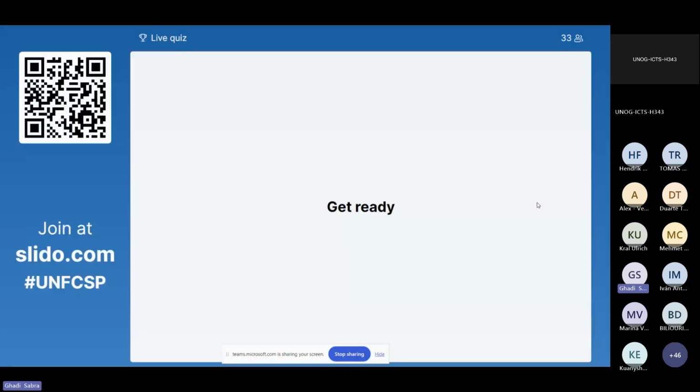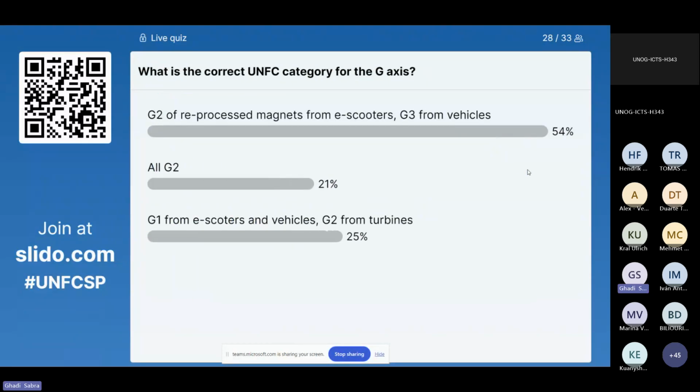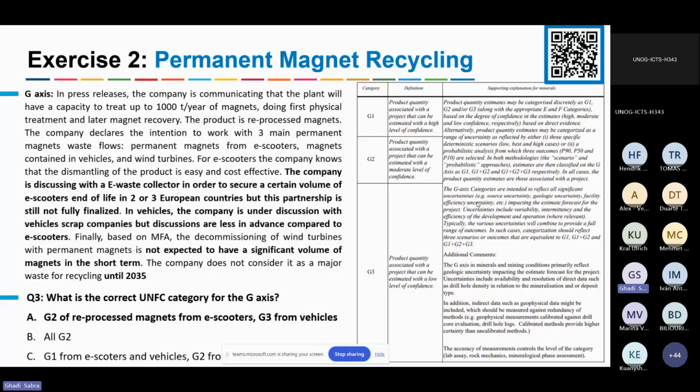Let's move on. Ready? Again, is it G2 plus G3 in that case, or all G2, or we're talking about G1 and G2, G1 from e-scooters and vehicles, or G2 from turbines? Ten more seconds. 3, 2, 1. So the majority have answered G2 from e-scooters and G3 from vehicles, which is the right answer in our case.